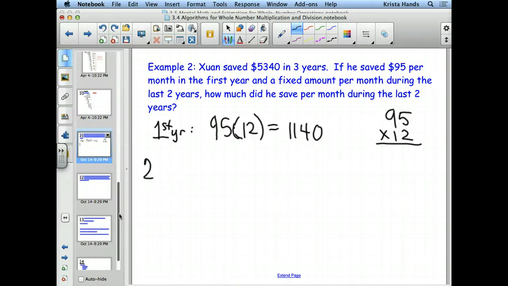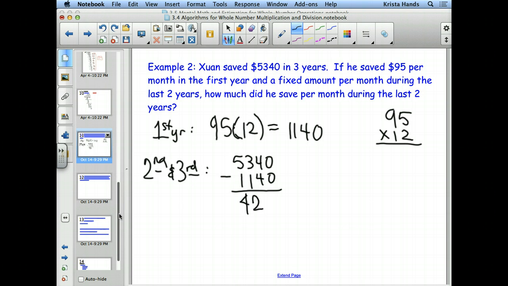Okay, so for the second and third year, we want to know how much we saved during those years. We can take $53.40 and subtract $11.40 from it, right? What's that give us? All right, 4,200, right? So this is what? What is 4,200?